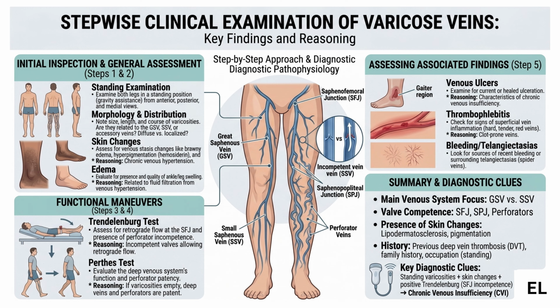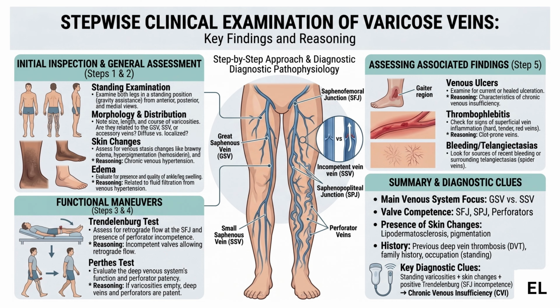The great saphenous vein runs along the medial side of the leg and thigh and drains into the femoral vein at the saphenofemoral junction near the groin. The small saphenous vein runs along the posterior aspect of the calf and drains into the popliteal vein at the saphenopopliteal junction behind the knee. Identifying the pattern of varicosities helps localize the underlying venous incompetence.